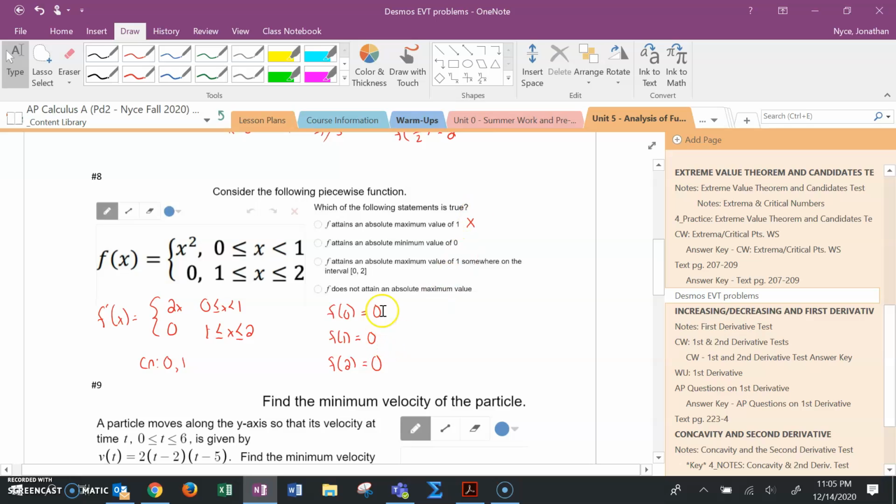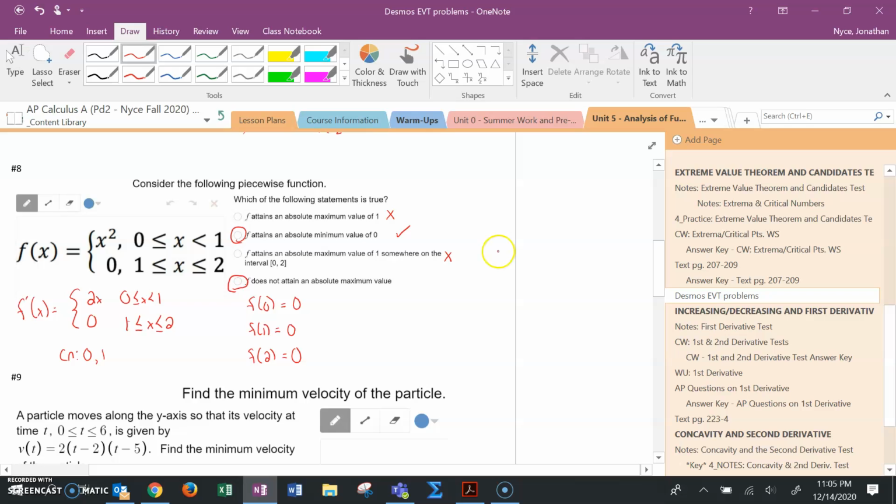The biggest value we have and the smallest value we have are just 0. So we do have an absolute minimum of 0. Again, if we had an absolute maximum of 1, that would have shown up at one of the critical numbers or at one of the endpoints. So this is not true. We do not have an absolute maximum value of 1. And in fact, this does not contain an absolute maximum value.